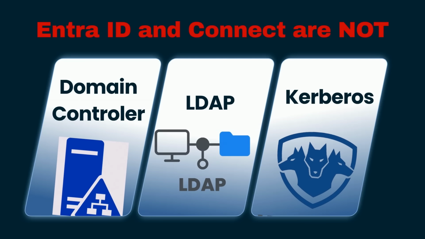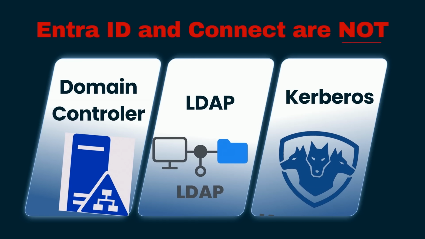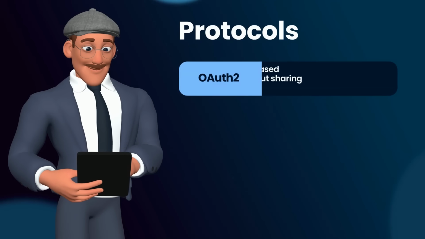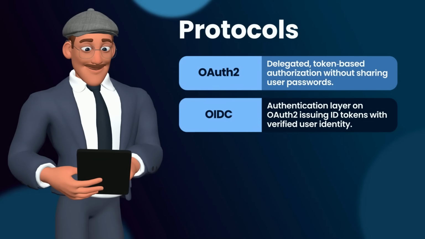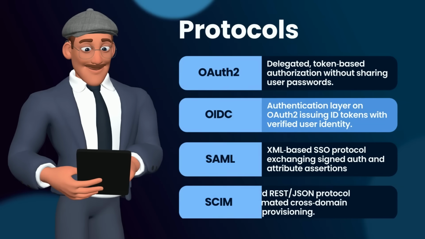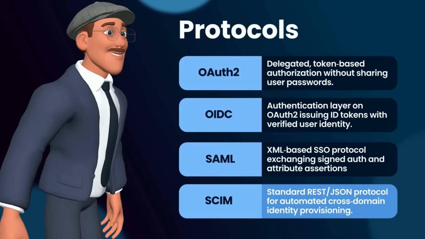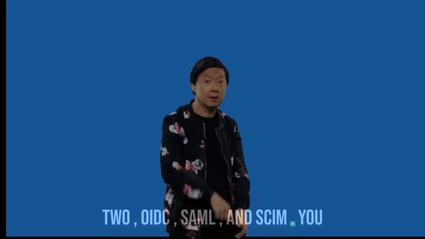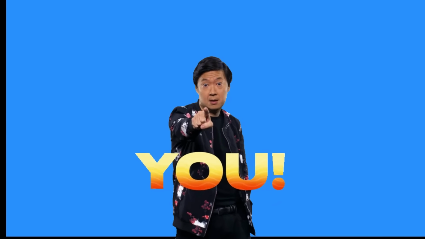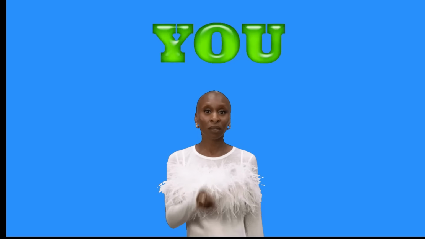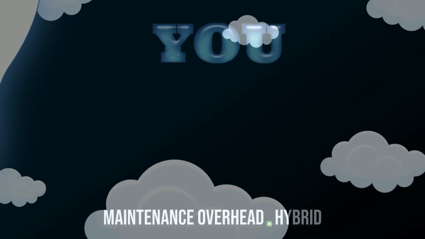It is not a domain controller, and it doesn't use LDAP or Kerberos. Entra ID uses protocols such as OAuth 2, OIDC, SAML, and SCIM. You manage accounts, policy, and access instead. You control the security without server maintenance overhead.